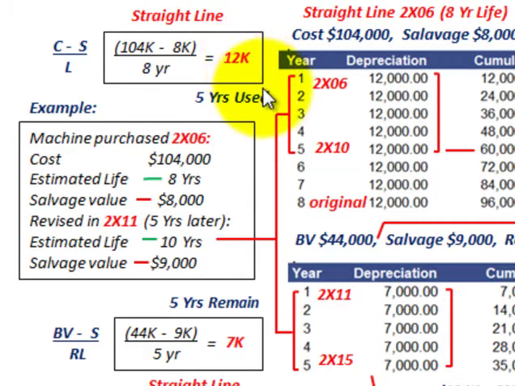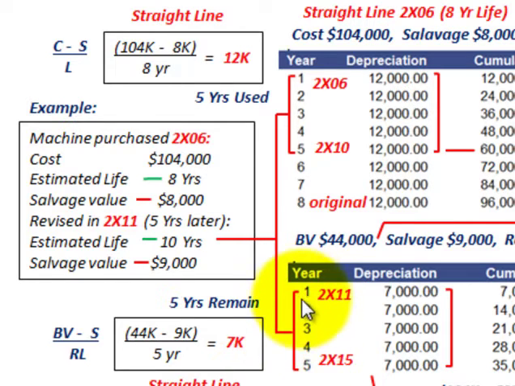So let's go and look at our calculations here. Remember, we had this first 5 years that we have to account for, years 1 through 5. We originally estimated it to be 8 years, but we were only going to have used it 5 years, and then we've made our change in estimate. So the remaining 5 years, we're going to have used it for the first 5 years, made our change in estimate, and then we've got the next 5 years to account for.